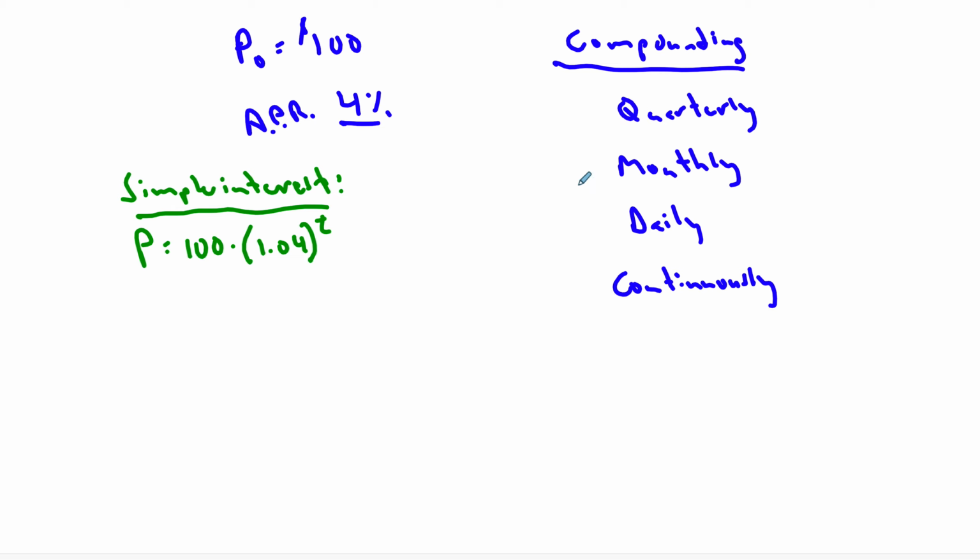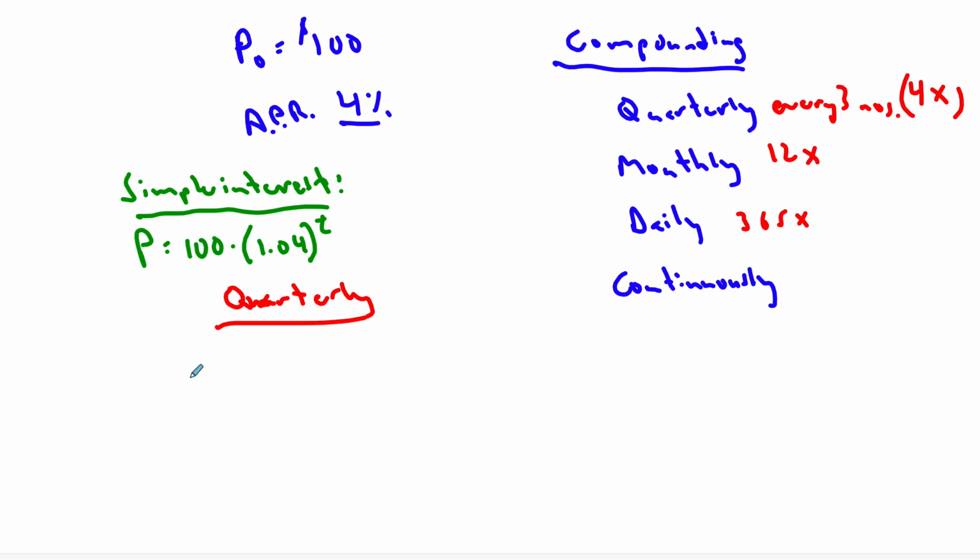Quarterly would mean that it's every 3 months, which means we're adding interest 4 times per year. Here we're adding it 12, here we're adding it 365, and here we're adding it all the time, but we'll do that a little bit later. So when we're talking quarterly, P equals 100 times, well, if we just run the formula, 1 plus 0.04 divided by 4 to the 4t.